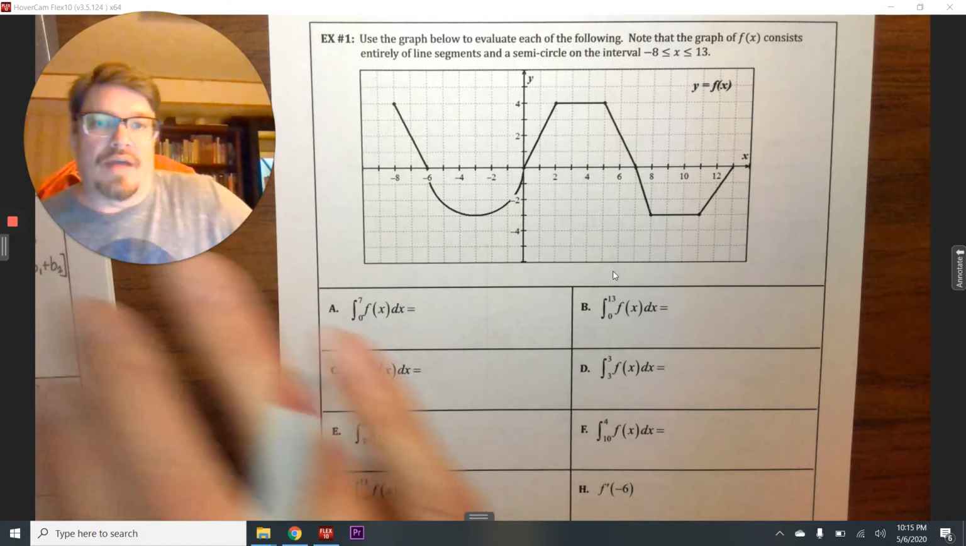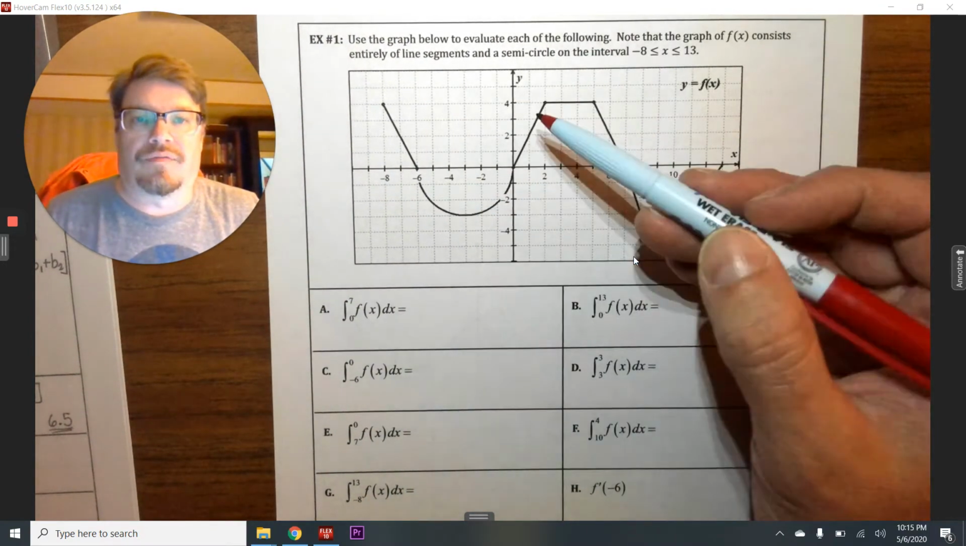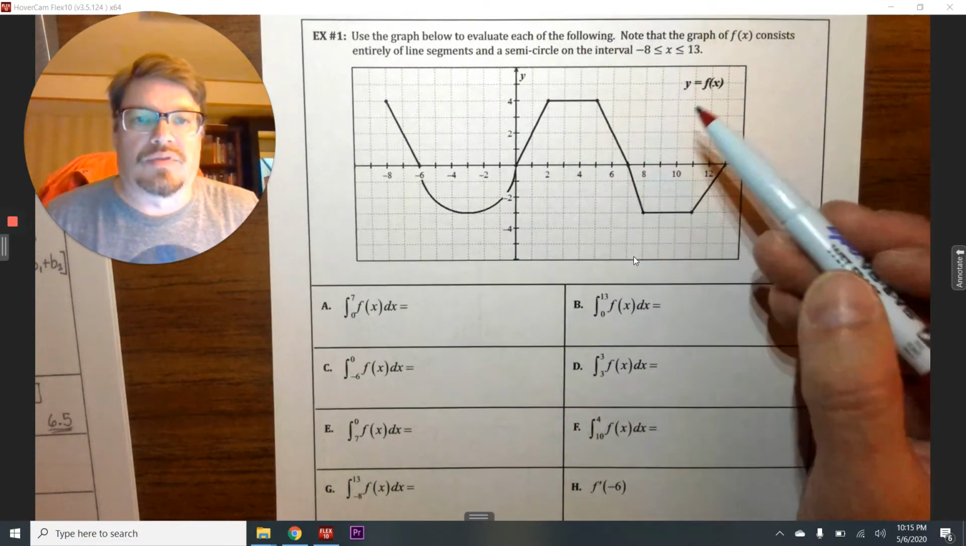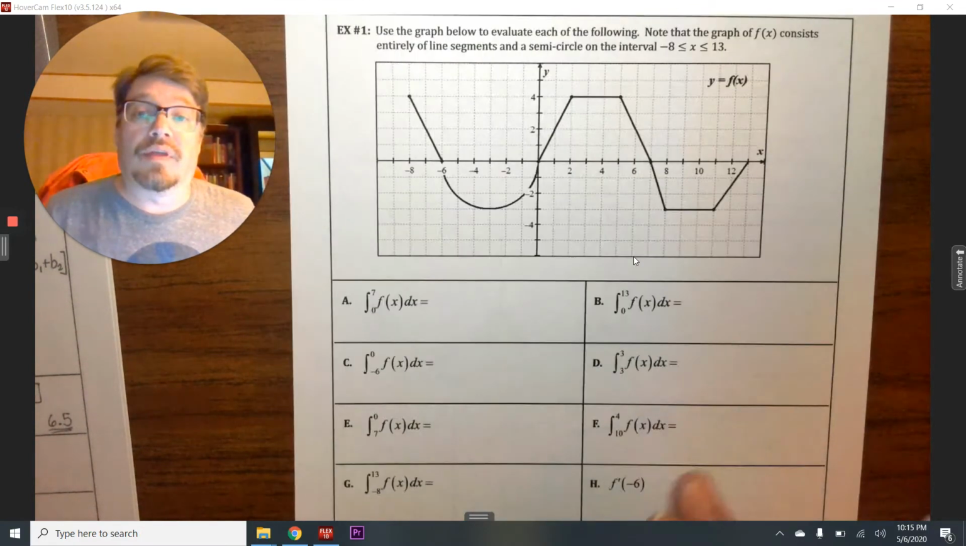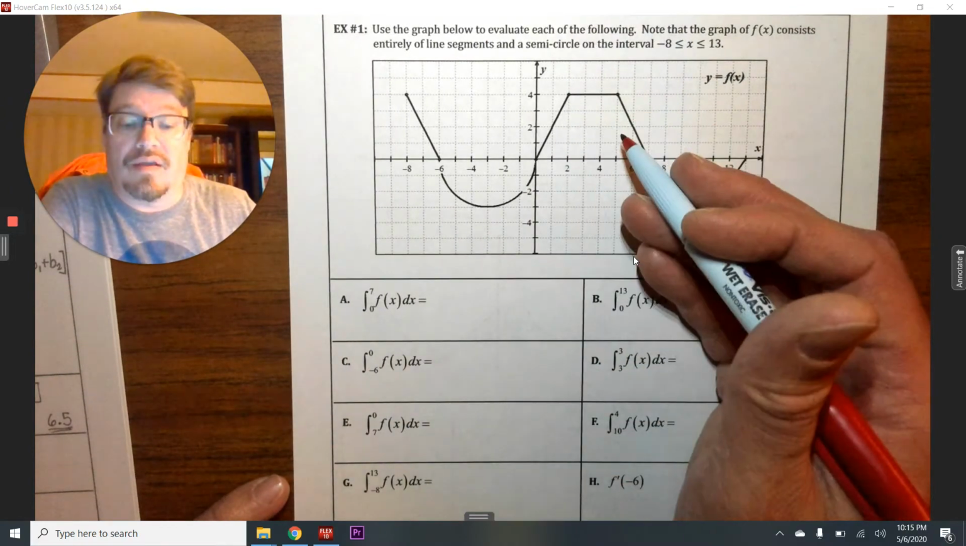So let's go ahead and look at the function here, f of x. It's a piecewise linear function, with a half of a circle, and another trapezoid there. So use this integration here, going from 0 to 7, and calculate that.